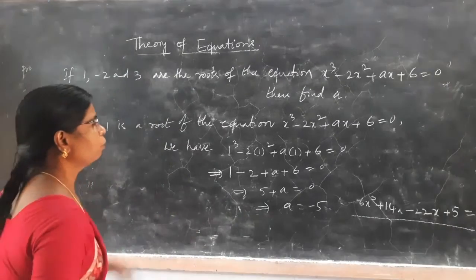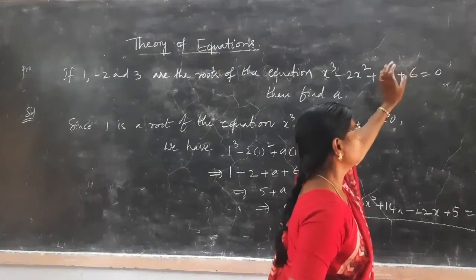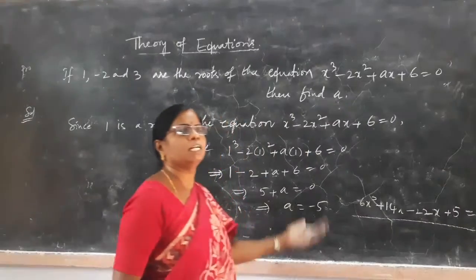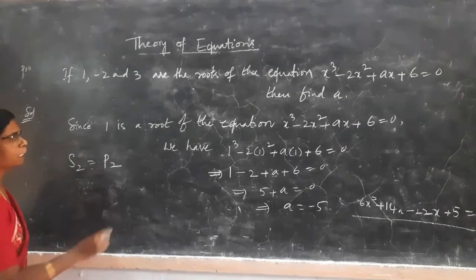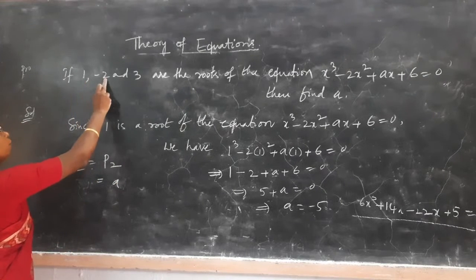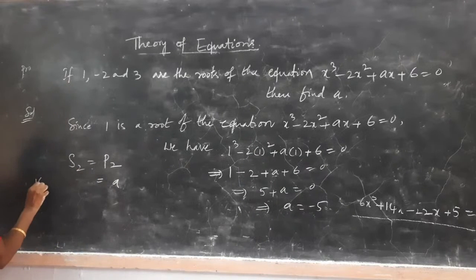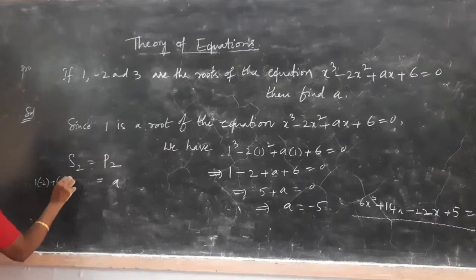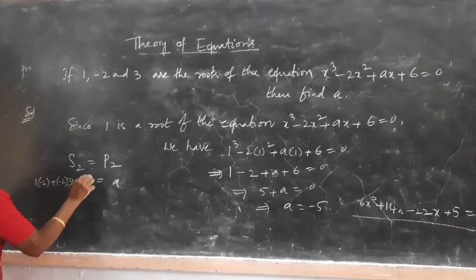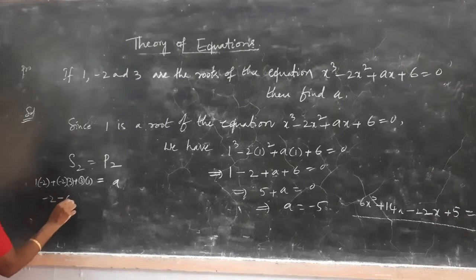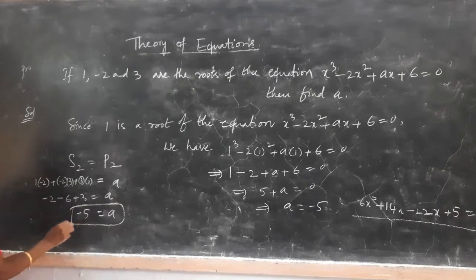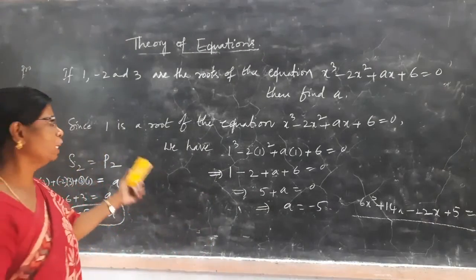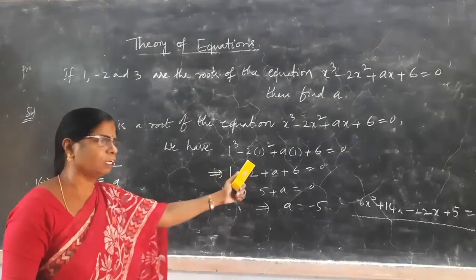We can do it this way. Otherwise, look here, this is p1, this is p2, this is p3. Here, in the place of p2 there is the unknown. What is the relation for p2? S2 is equal to p2. We can do it that way also. So S2 is equal to p2. What is your p2? a. S2 means alpha beta plus beta gamma plus gamma alpha. Tell me, 1 into minus 2 is alpha beta, plus beta gamma plus gamma alpha is equal to a. So minus 2 minus 6 plus 3 is equal to a. A is equal to minus 8 plus 3, minus 5. Okay? So we can do it this way, whichever way we do it is okay. Since 1 is a root, 1 has to satisfy this equation. Substitute 1 here so that you get a is equal to minus 5.